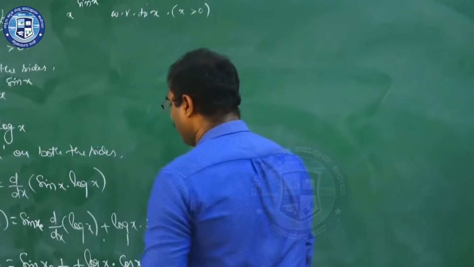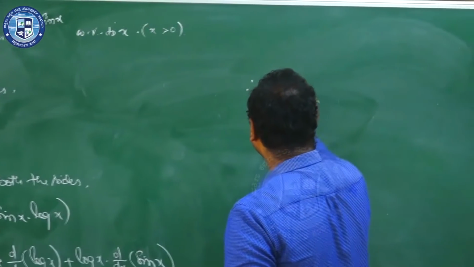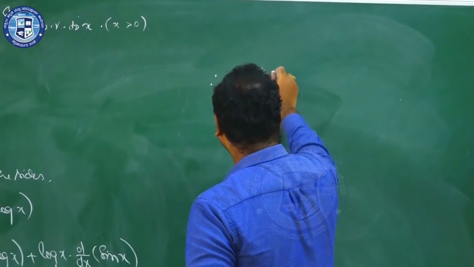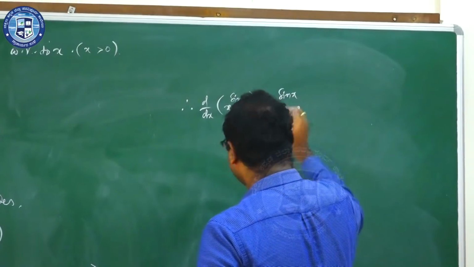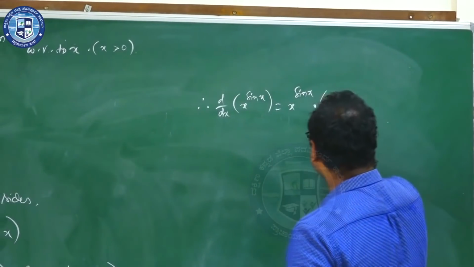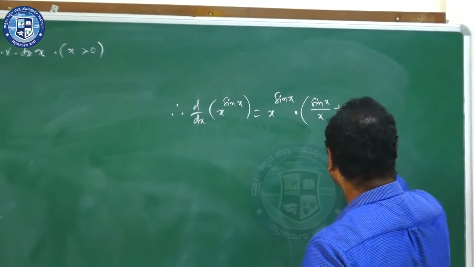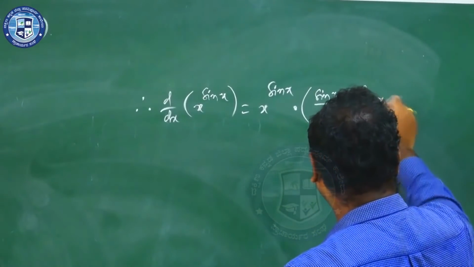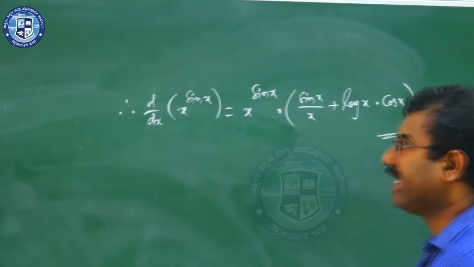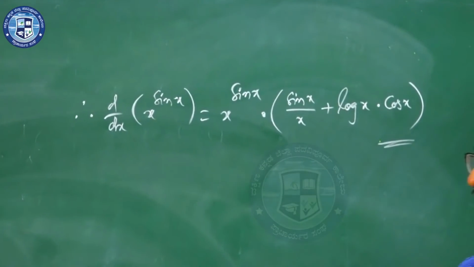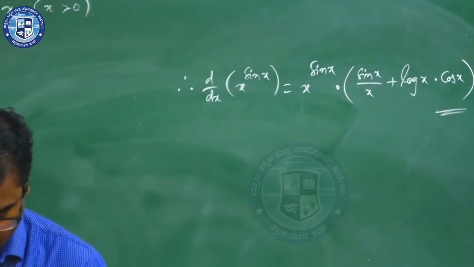Therefore, what we are getting? d by dx of x power sin x is equal to x power sin x into, sin x by x plus log x into cos x. This is the derivative of x power sin x, right? So we will see one more problem for practice sake.